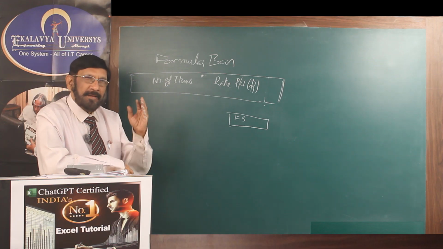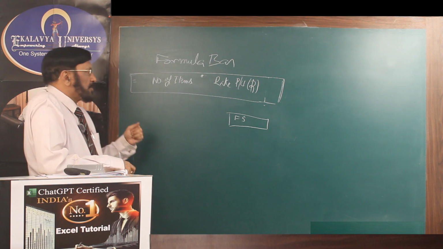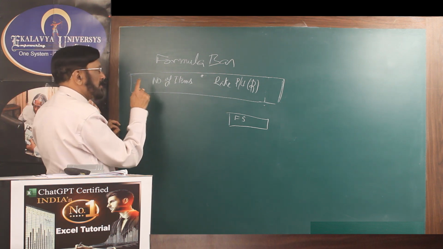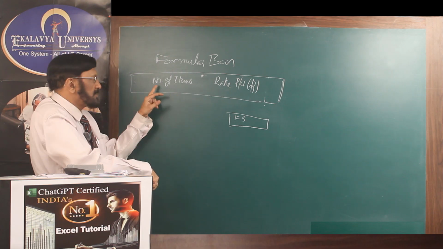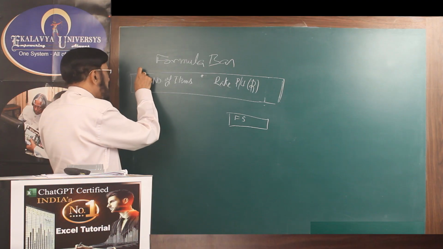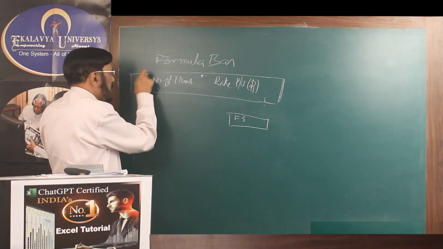Don't be lazy. Please write it, so that it registers in your brain. Here, there is a little complication that you have to learn. Whenever you are writing labels instead of cells, you have to write a little more. What is that? You have to write square brackets.